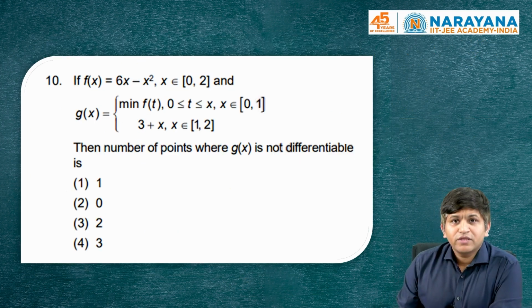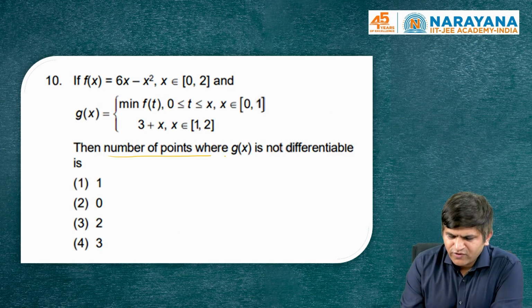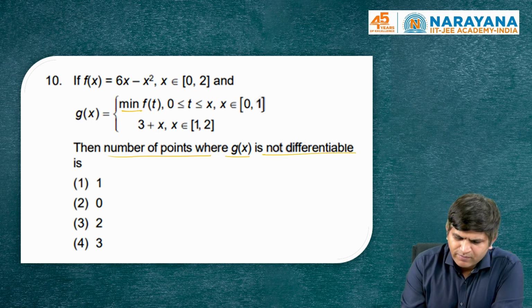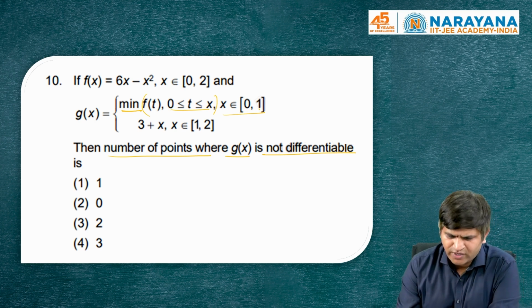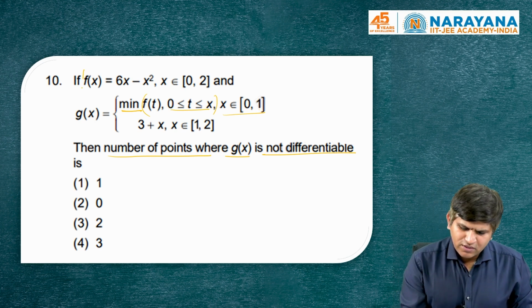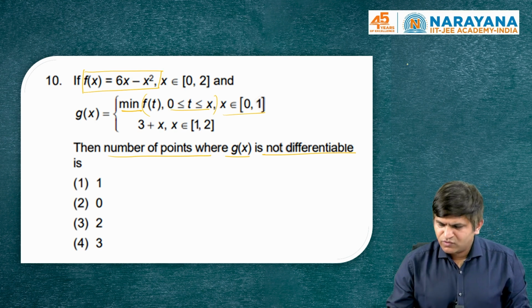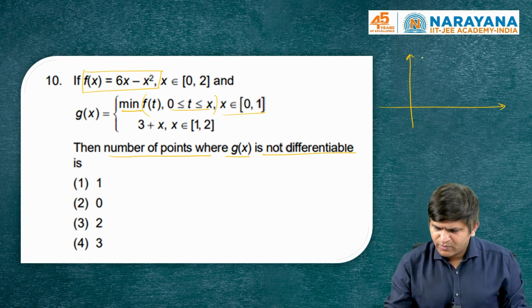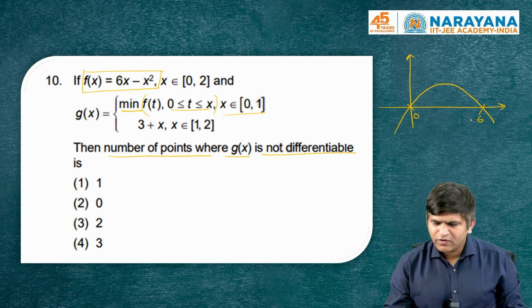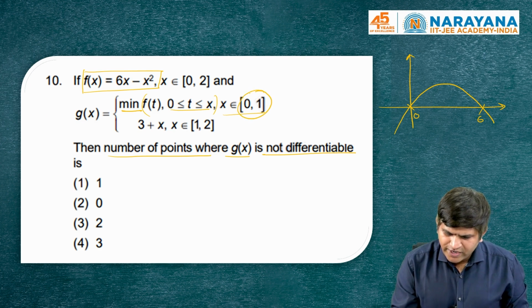Okay, so in this problem they are asking the number of points where g(x) is not differentiable. In such a type of problem, it is the minimum of f(t) where t is varying from 0 to x, where x is from 0 to 1. If we draw the graph of f(x), it is a downward parabola and the roots we know are 0 and 6. But we are interested in this definition for x belongs to 0 to 1.